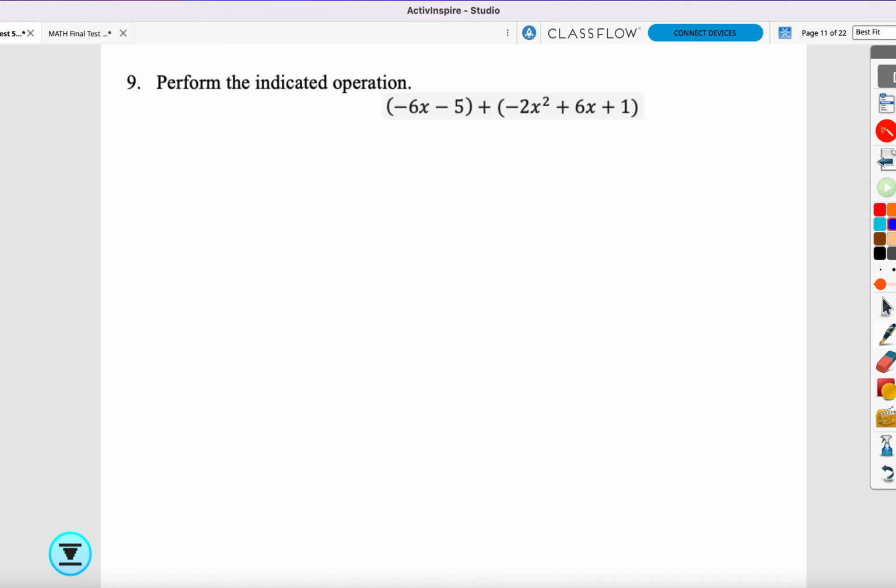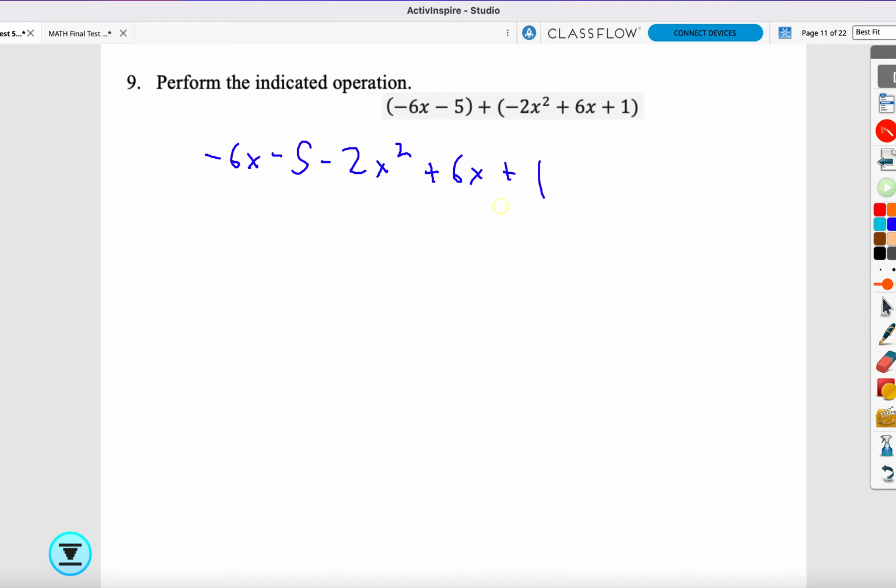Number 9, perform the indicated operation. So we're just adding two polynomials. Since there are no numbers to distribute, we're just going to drop the parentheses. So we have negative 6x minus 5 minus 2x squared plus 6x plus 1.